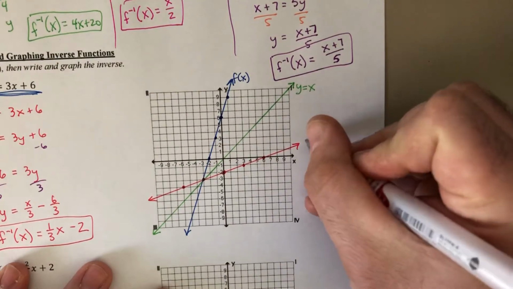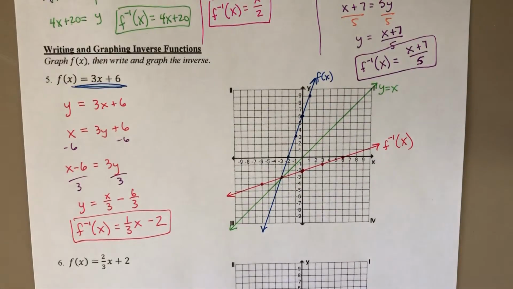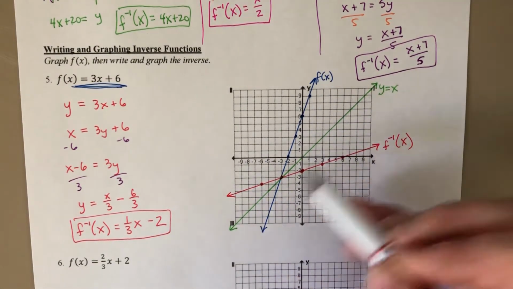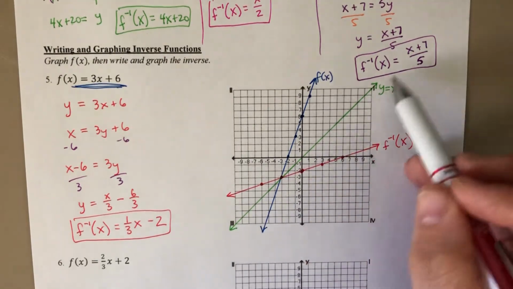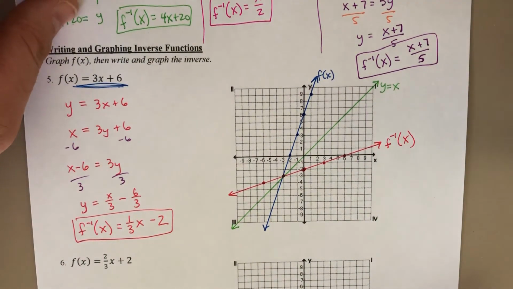And that is our f inverse of x. So there you go. And again, you can see the blue and the red. They are mirror images. They've been flipped, basically, over that diagonal line y equals x. That's what's happening with these inverse functions. Let's do one last graphing one, and we'll call it good.